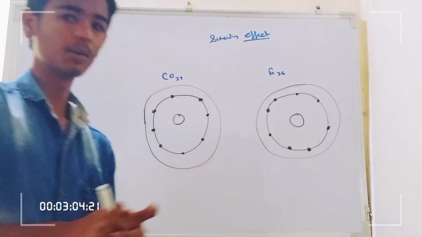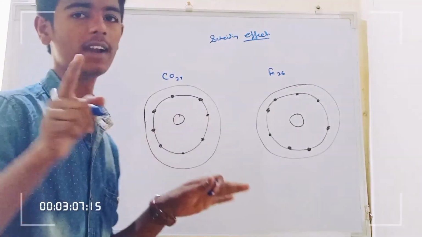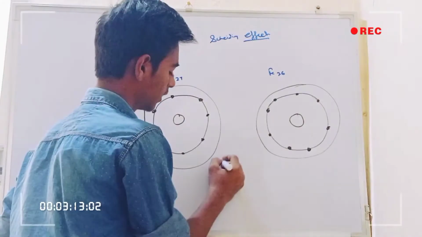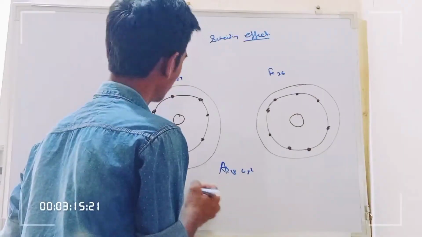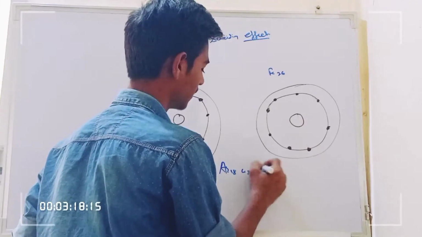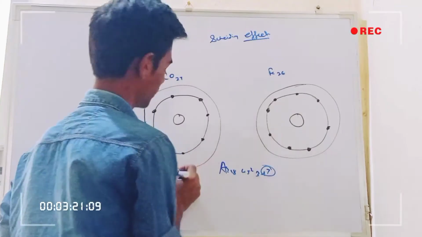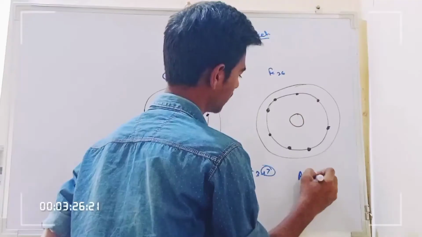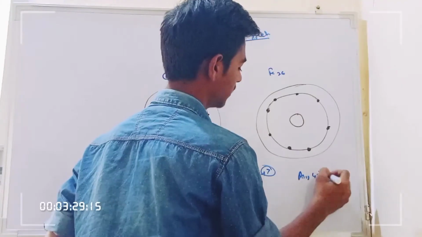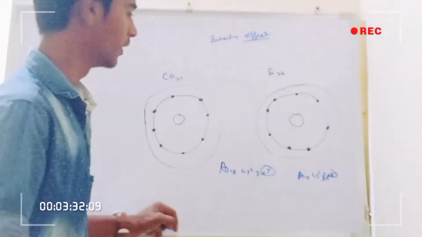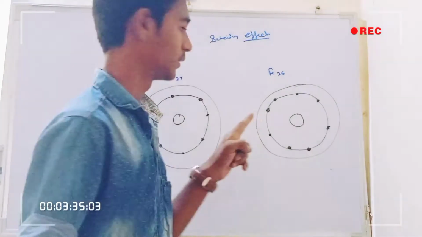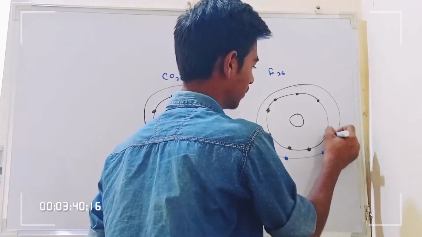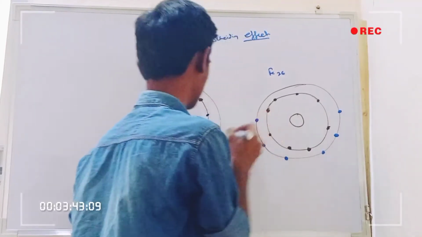Now, by drawing the electronic configuration of cobalt, we find how many electrons are present in its valence shell. It is [Ar] 4s2 3d7, so 7 electrons are present in the outermost shell of cobalt. In ferrous it is [Ar] 4s2 3d6, so 6 electrons are present in the outermost shell.